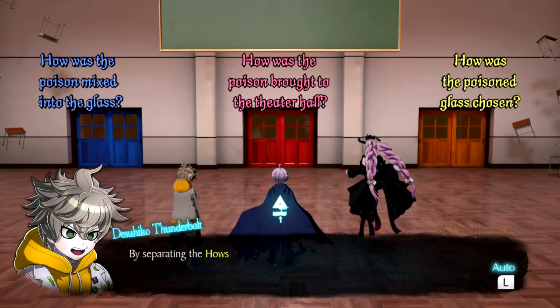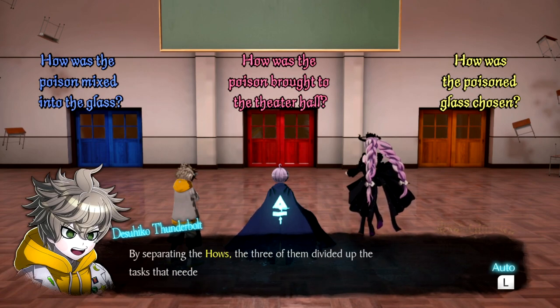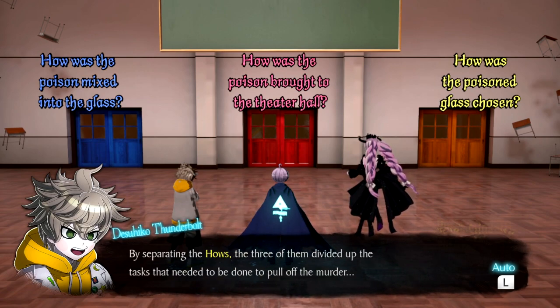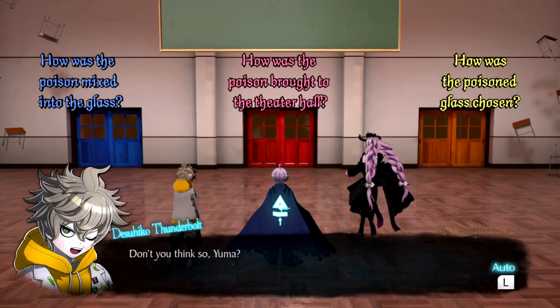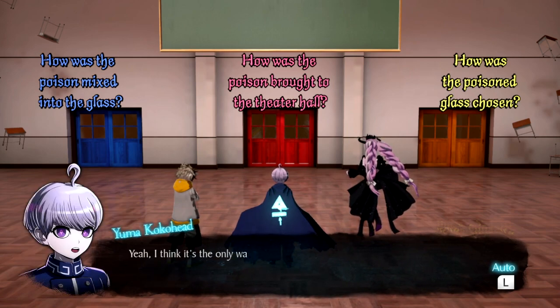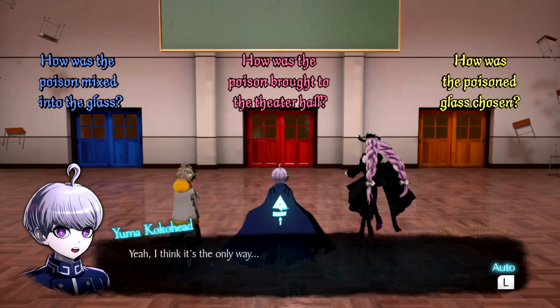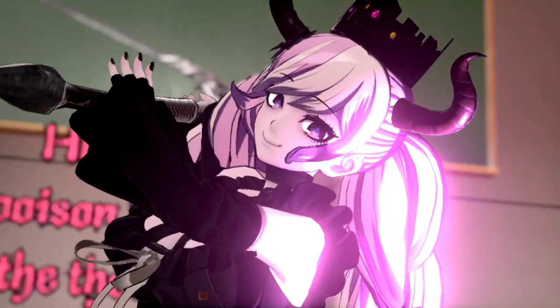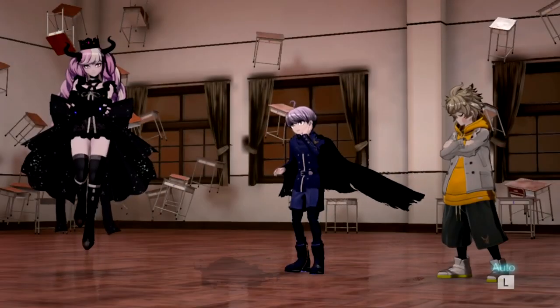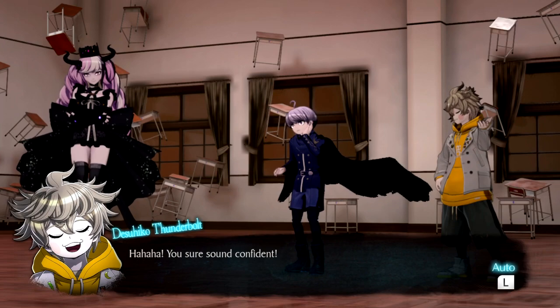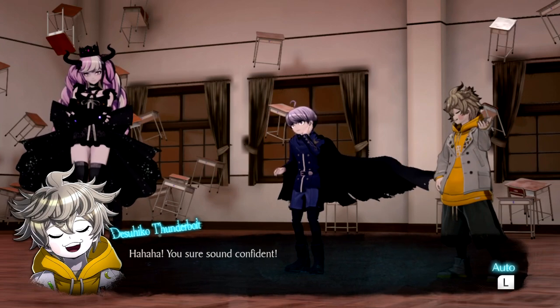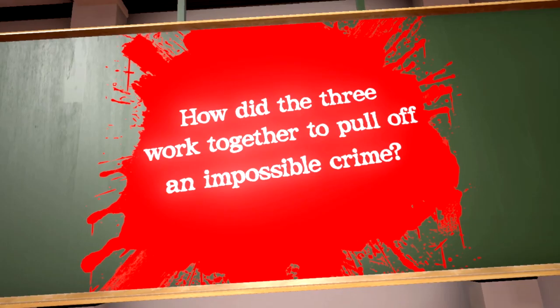By separating the house, the three of them divided up the tasks that needed to be done to pull off the murder. Don't you think so, Yuma? Yeah, I think it's the only way. Huh? Oh, you sure sound confident. You're not the one getting your throat slit.